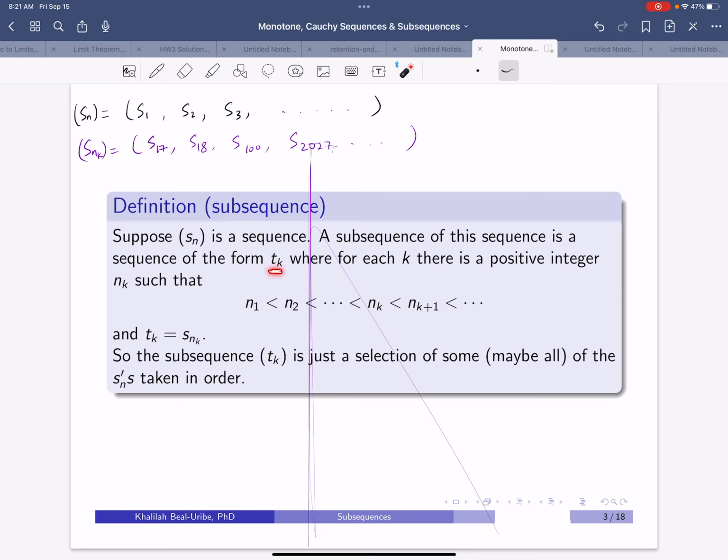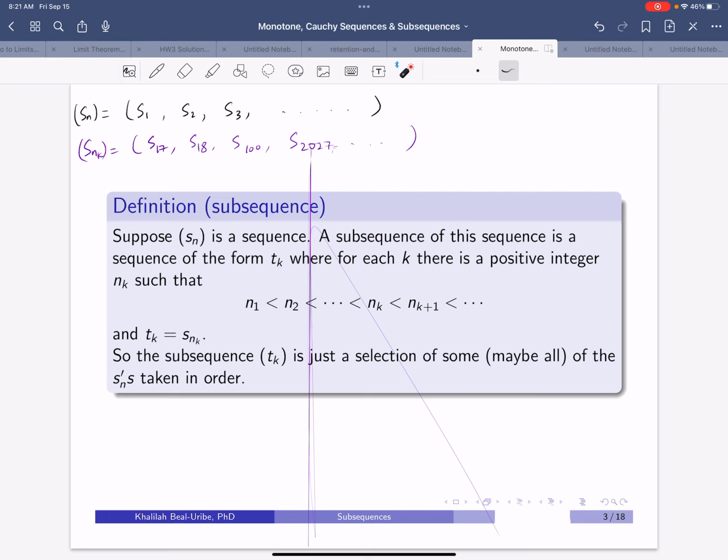Okay, so a subsequence is just any sequence of the form T_k where for each k there is a positive integer n_k such that T_k is equal to S_{n_k} and your indices are increasing. Or the index is increasing, not the terms, sorry. Okay?